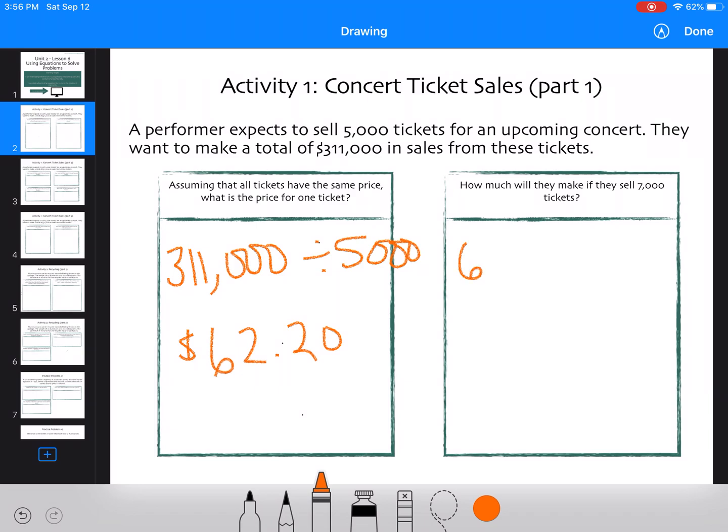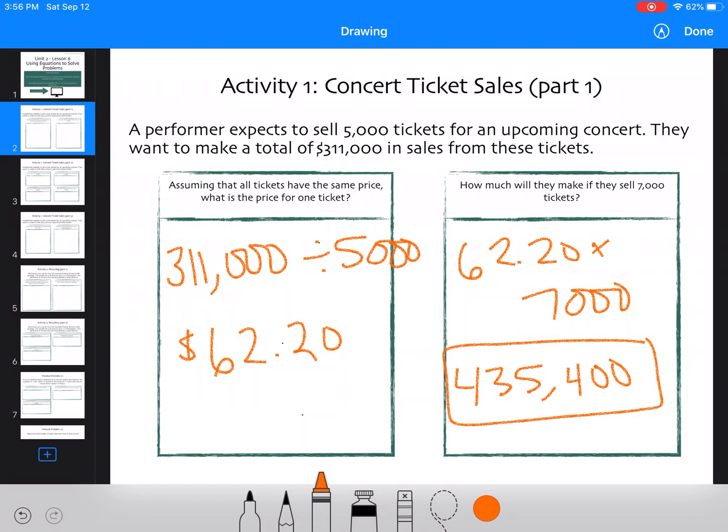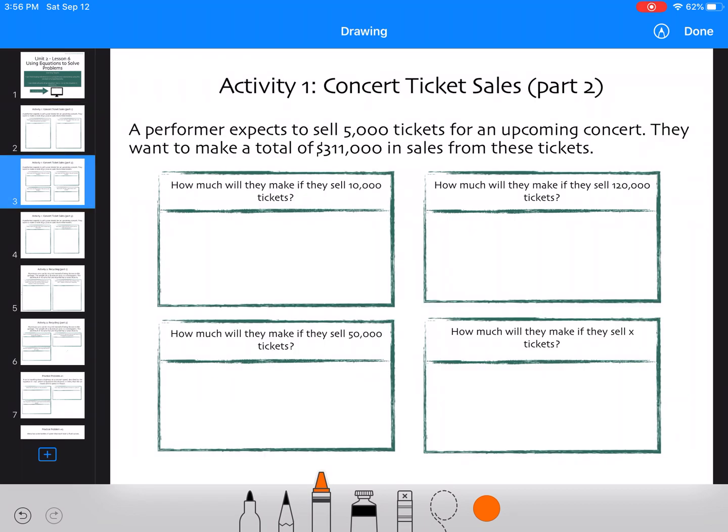Well, that's $62.20 times 7,000. Now remember, when you get this in your calculator, you want to make sure that when you say the number, it's $62.20, because there's two places behind the decimal in money. Same problem. It says, how much will they make if they sell 10,000 tickets?